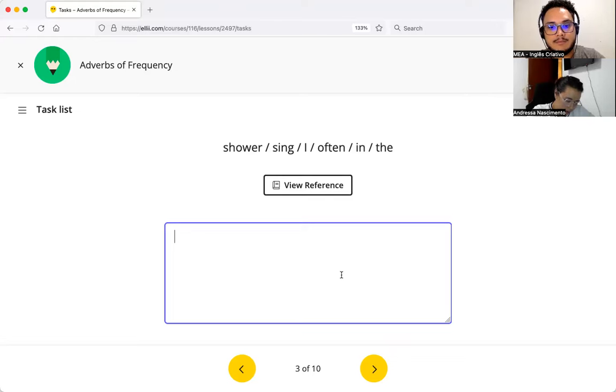I often. Yes, the pronunciation often it's not incorrect, okay? But in American English, they do not pronounce the T. They often, I often sing in the shower. Do you remember shower? Yes. Okay. Good. Your sentence. In the shower.